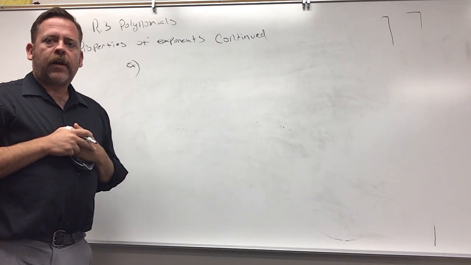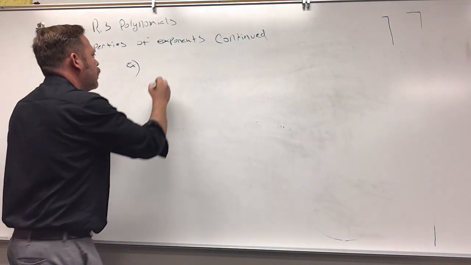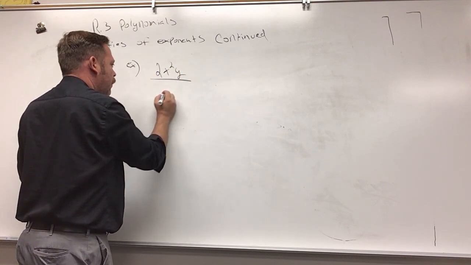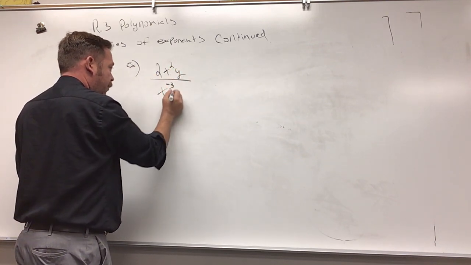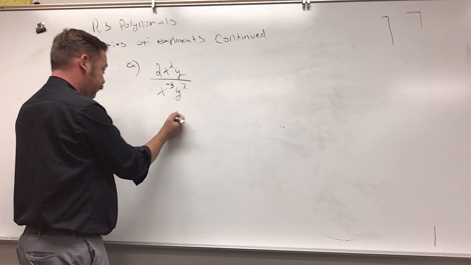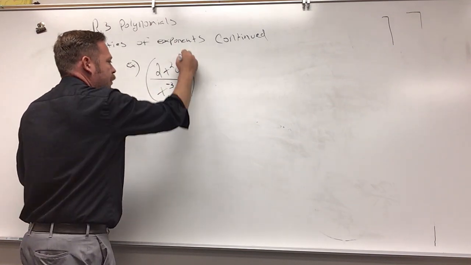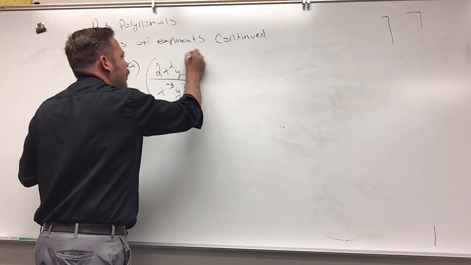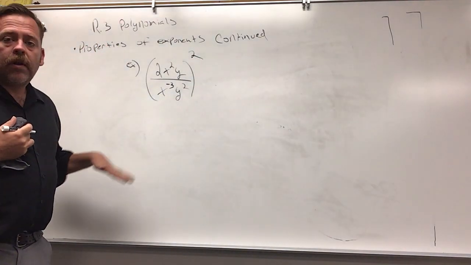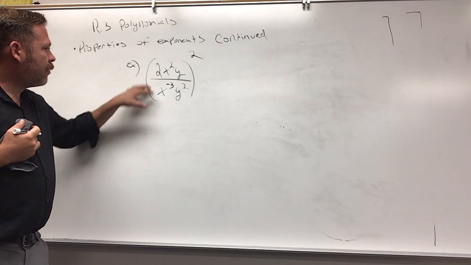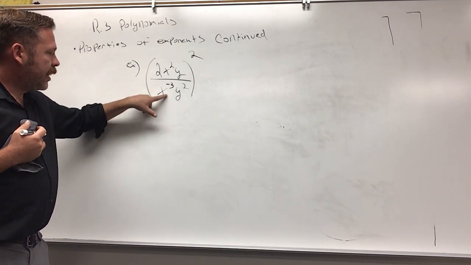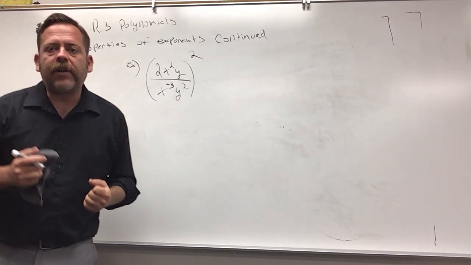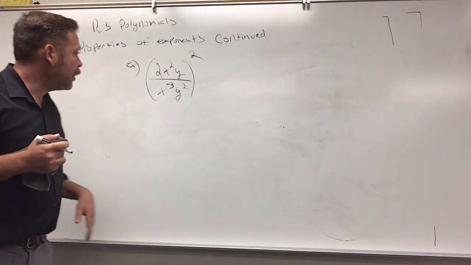Let's say I have, I don't know, 2x squared y over x to the negative 3y squared, all to the second power. All right. So all of this stuff inside here, now we've incorporated some negative exponents. There's multiple ways in which we can do this correctly. We just don't want to break any rules here.